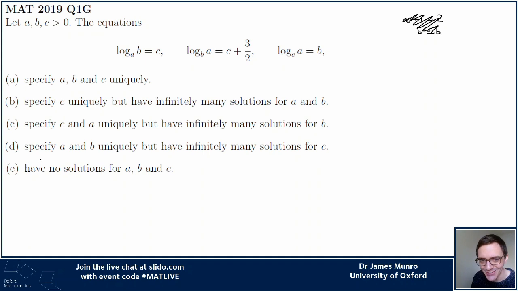Okay, let's look at the equations now. They all involve logarithms with different bases, A, B, and C. We're told that A, B, and C are bigger than zero. I suppose we probably also want A, B, and C to be not one, because if one of these is one, then we're doing logarithm base one, and logarithm base one just doesn't work. If you're going to do logarithms, you need the thing in the base to not be one. I'll talk more about that later on in the question.